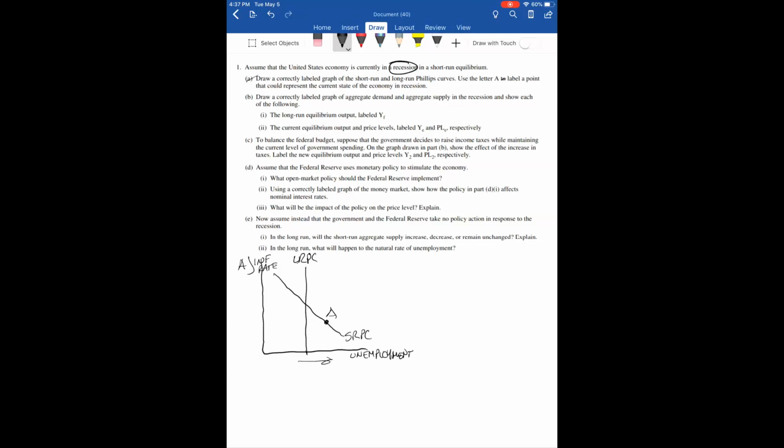Now letter B, correctly label a graph of the aggregate demand, aggregate supply curve in a recession. So we'll do that. Aggregate demand, aggregate supply is going to have real GDP on the x-axis and price level on the y-axis. This is the short run aggregate supply, aggregate demand, and I'm going to put the long run aggregate supply to the right here because we're in a recession. Right now that's equivalent to that point A right there. And we'll label the long run output as YF, label this as YE, and this is going to be price level E. That takes care of letter B.